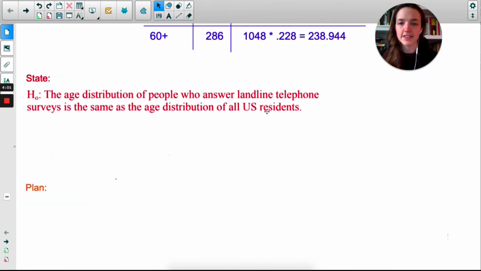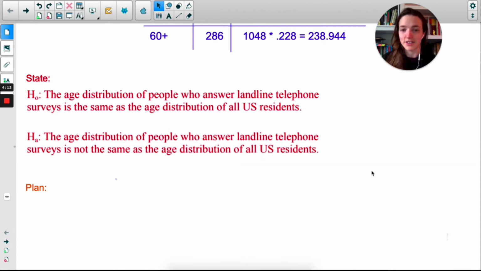Now for our state step, our null is going to be that the age distribution of people who answer their phones is the same as the age distribution of all US residents. Our alternate will be that they are different. And let's test at 0.05. I didn't write that here, but we're going to go with 0.05.